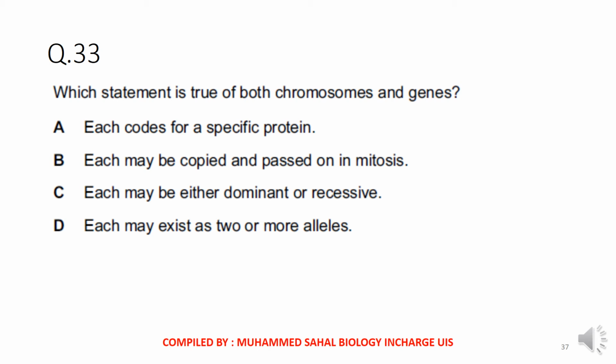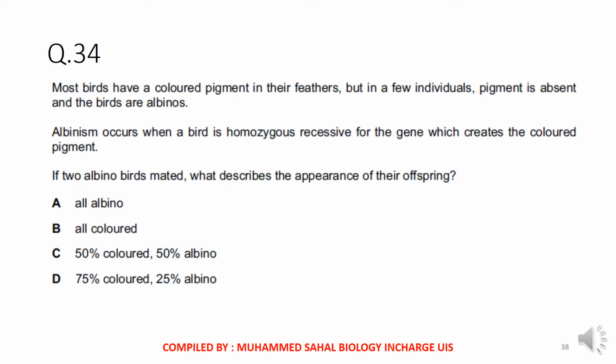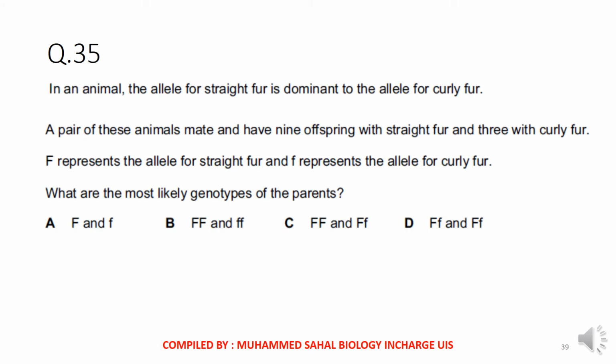The answer is B. Most birds have a colored pigment in their feathers, but in few individuals pigment is absent and the birds are albinos. Albinism occurs when a bird is homozygous recessive for the gene which creates the colored pigment. If two albino birds mated, what describes the appearance of their offspring? The answer is A. Question number 35.